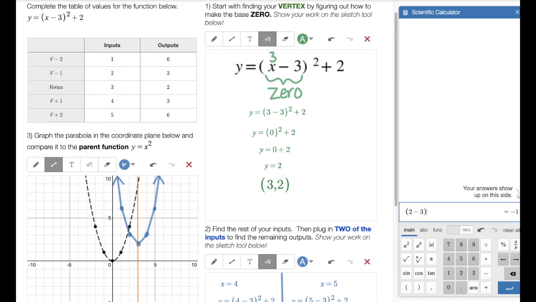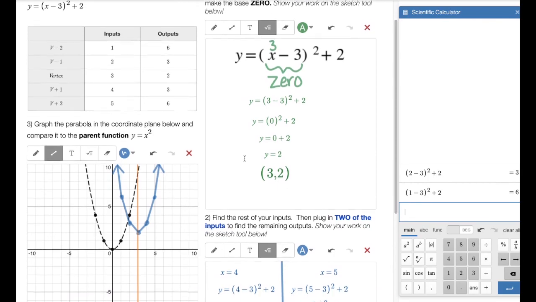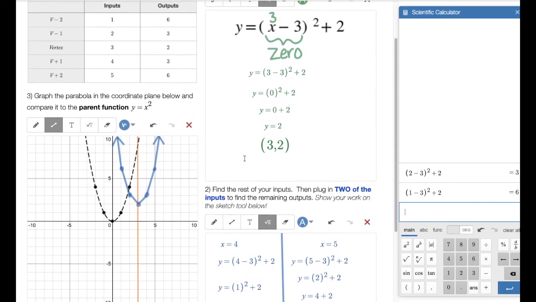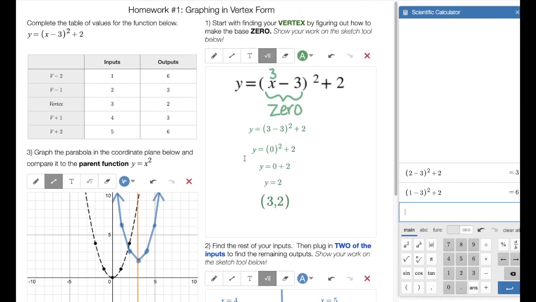So let's start with 2. 2 minus 3, don't forget the squared, plus 2. Look at that, it gives me an output of 3. So I've now confirmed that this output is 3 and this output is 3 as well. Just to triple check, we'll also input 1. 1 minus 3 squared plus 2, and my output is 6. So I am now very positive, very sure, very confident that my quadratic is graphed correctly.